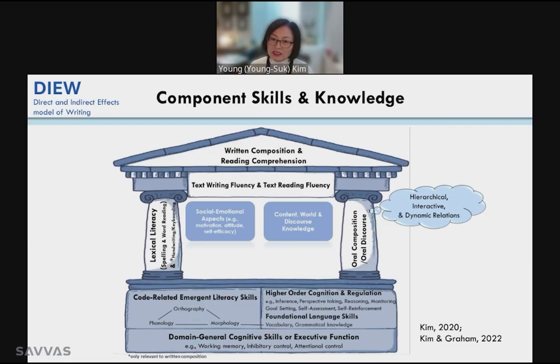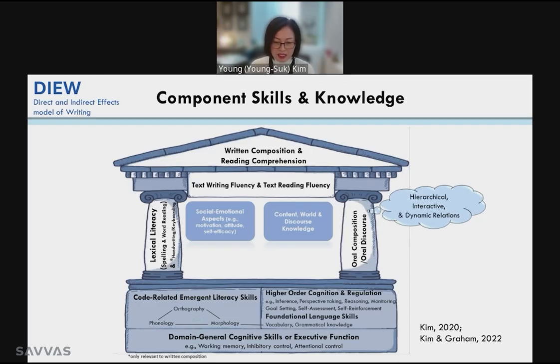And studies have shown that there's a huge variation among students in how coherent or well developed their oral compositions are. And this is a predictor of how they will do in written composition, along with the lexical literacy skills, right? Now let's go back to the lexical literacy pillar. I want to highlight there that handwriting and keyboarding is there because that's absolutely necessary for written composition, right?